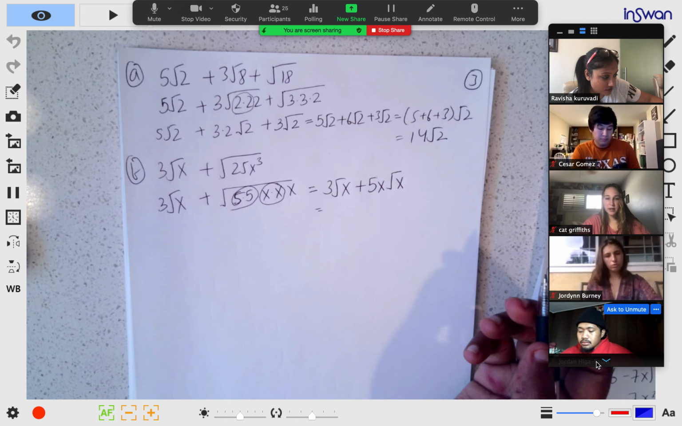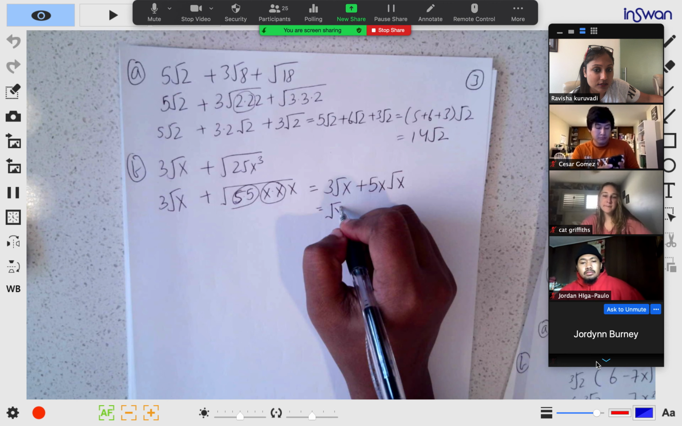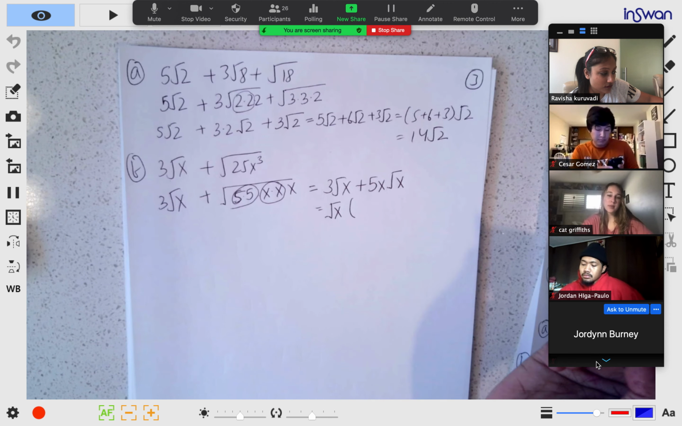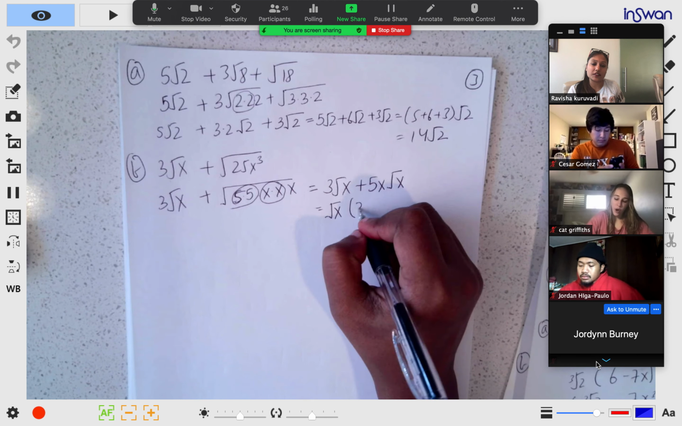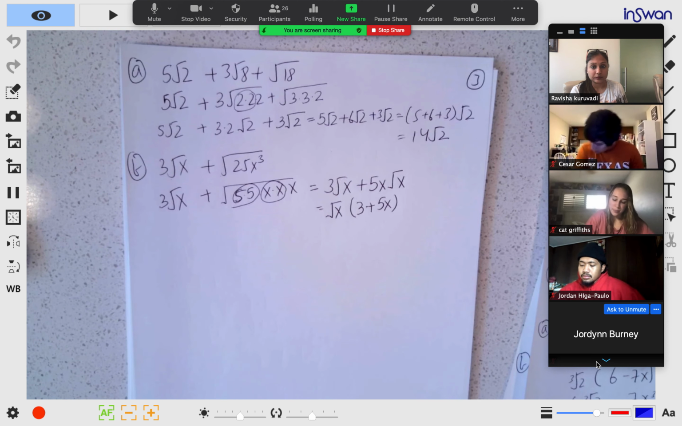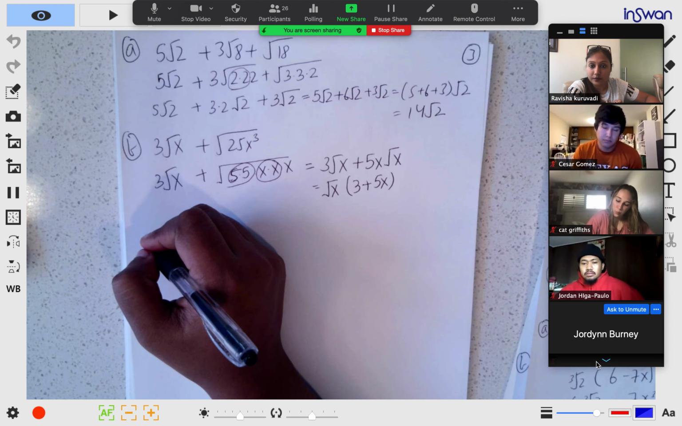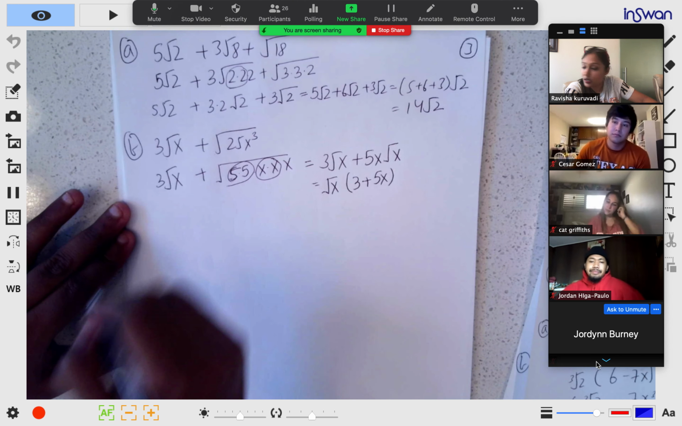Is there anything common between the terms? Yes, the square root of x. What am I left with inside? Inside it's going to be 3 plus 5x. Perfect. That's your answer. You cannot combine them because this does not have x. These are not like terms.